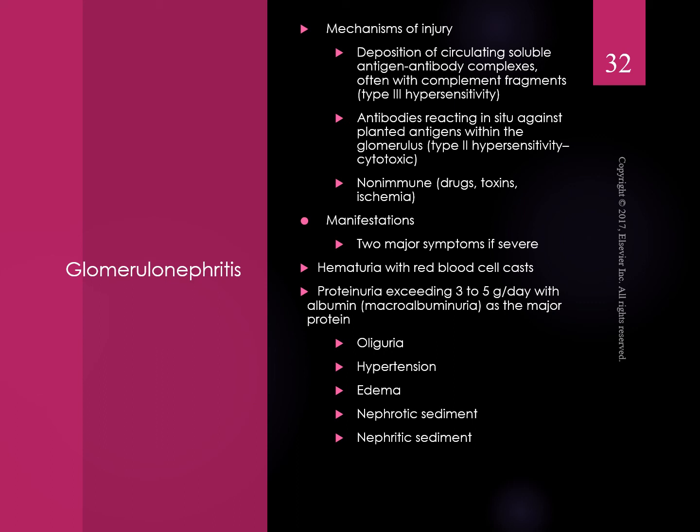So when we're talking about glomerulonephritis, there are immunologic depositions of circulating antigens, antibodies, and complexes into the glomerulus, reactions of antibodies in situ against planted antigens within the glomerulus, and non-immune glomerular injuries related to ischemia, metabolic disorders, toxins, exposures to drugs, vascular disorders, vasculitis, and infections. So it could be due to all three of those reasons.